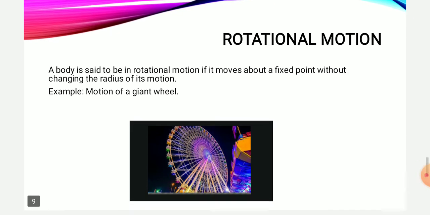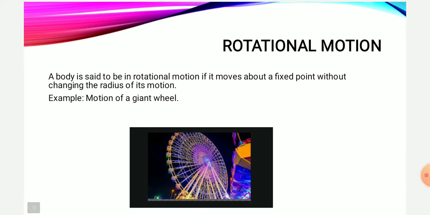Another type of motion is rotational motion. When any object is moving around a fixed point, and that point does not change, then that type of motion of an object will be termed as rotational motion.